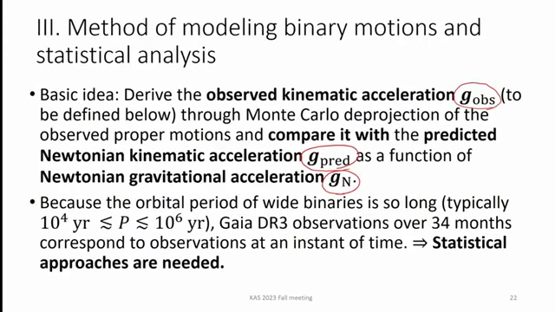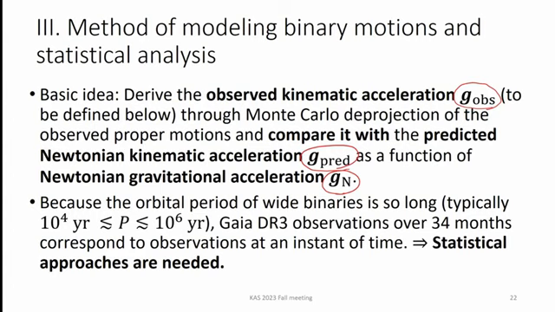Now I'm going to describe the method of the analysis. Okay, the basic idea is that I define kinematic acceleration and derive kinematic acceleration through Monte Carlo deprojection of the observed proper motions, and then compare it with the predicted Newtonian kinematic acceleration as a function of Newtonian gravitational acceleration. Okay, these three parameters are the key quantities you need to remember.